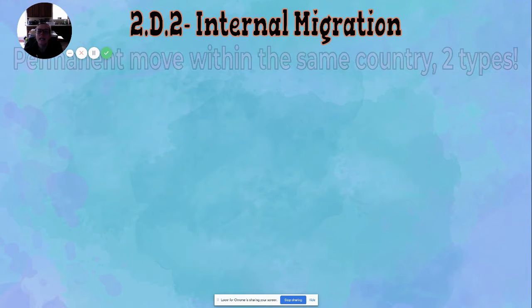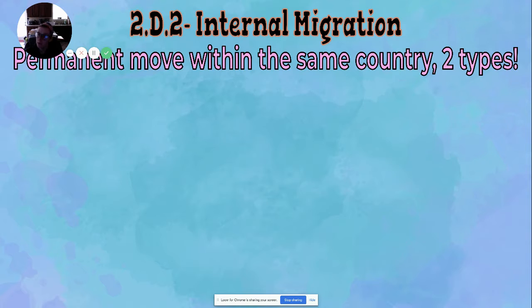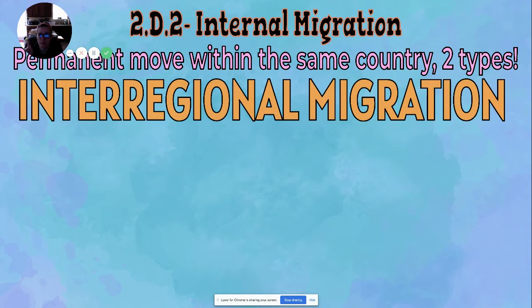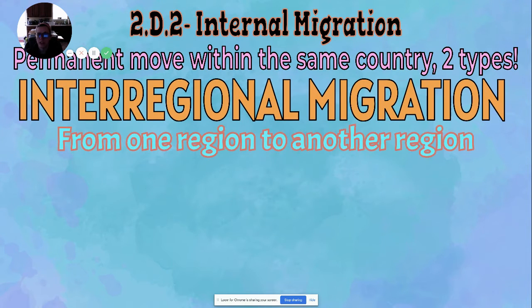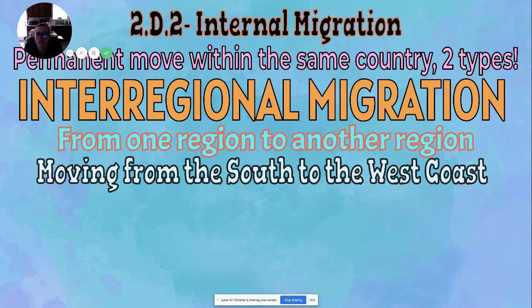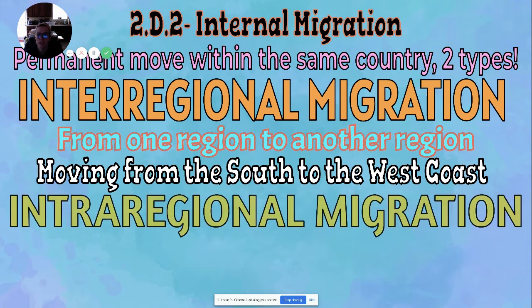Okay. Let's break this down a little bit more. So once again, permanent move within the same country. Two types. First one, interregional. All right, interregional, guys. Think about like interstate. Interstate moves among states. So from one region to another. So a good example of this would be like moving to the south, moving to the west coast. Daeshun, whenever you move from the north, New York, northeast, down to Georgia, that is interregional migration. You move between regions.